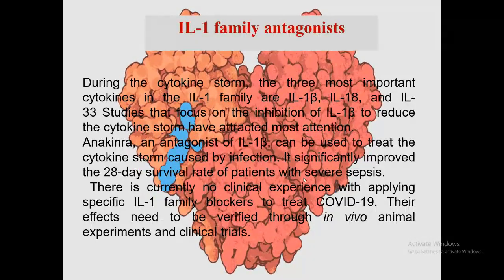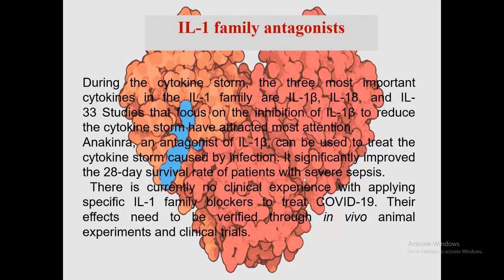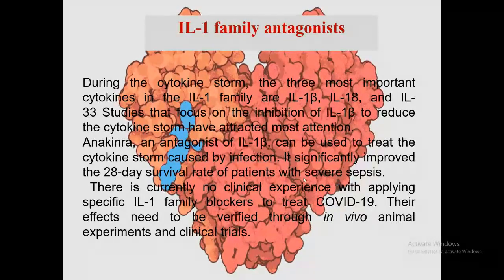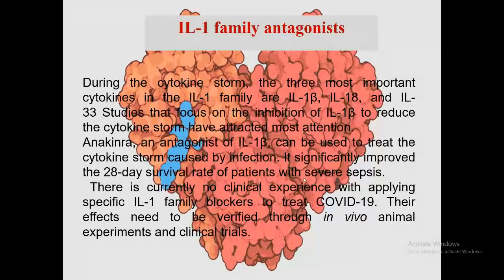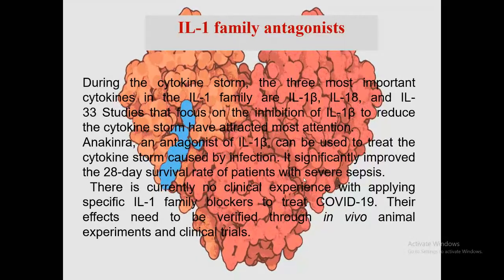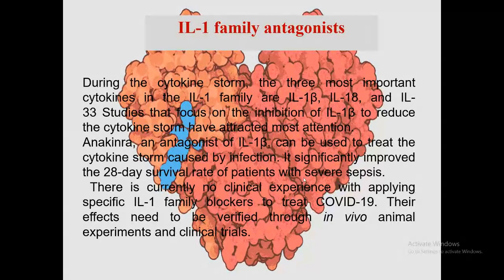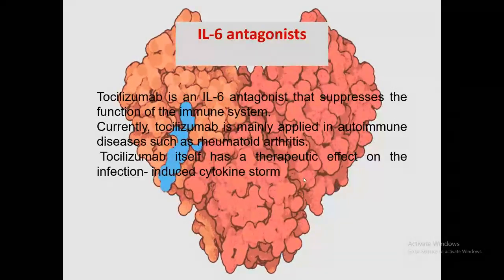Another option is an interleukin 1 family antagonist. During the cytokine storm, the most important family member is interleukin 1 beta, and there is a study focused on the inhibition of interleukin 1 beta to reduce the cytokine. One drug, called anakinra, antagonizes interleukin 1 beta and can be used to treat the cytokine storm. There is currently no clinical experience applying it in COVID-19. Still, we are waiting for more studies to approve its use.